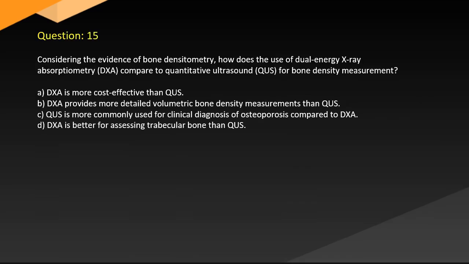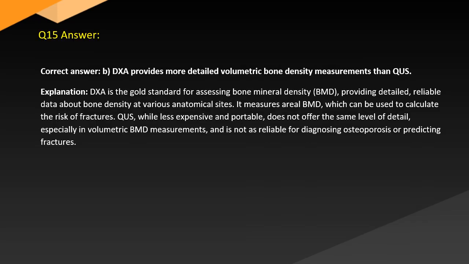Question 15. Considering the evidence of bone densitometry, how does the use of dual-energy X-ray absorptiometry (DSA) compare to quantitative ultrasound for bone density measurement? A. DSA is more cost-effective than QUS. B. DSA provides more detailed volumetric bone density measurements than QUS. C. QUS is more commonly used for clinical diagnosis of osteoporosis compared to DSA. D. DSA is better for assessing trabecular bone than QUS. Answer. Correct answer, B. DSA provides more detailed volumetric bone density measurements than QUS.